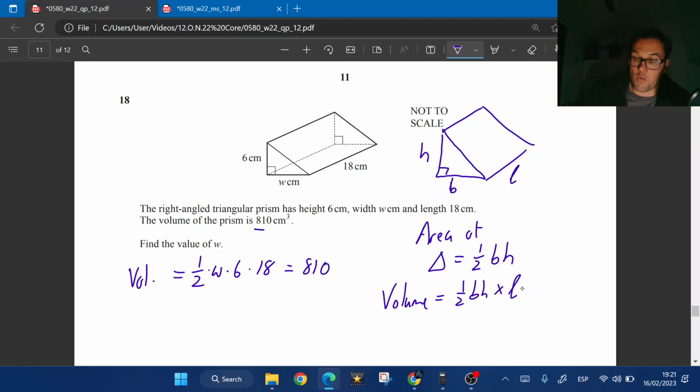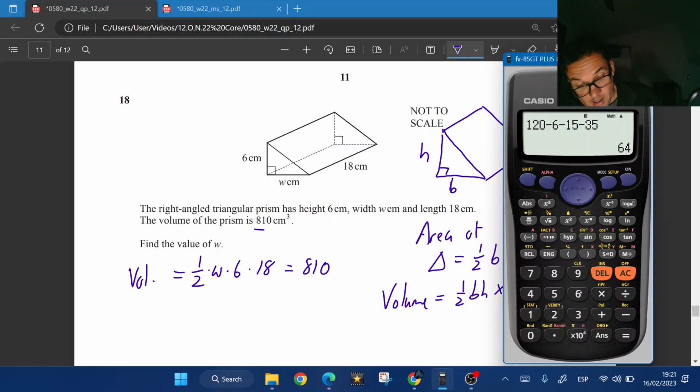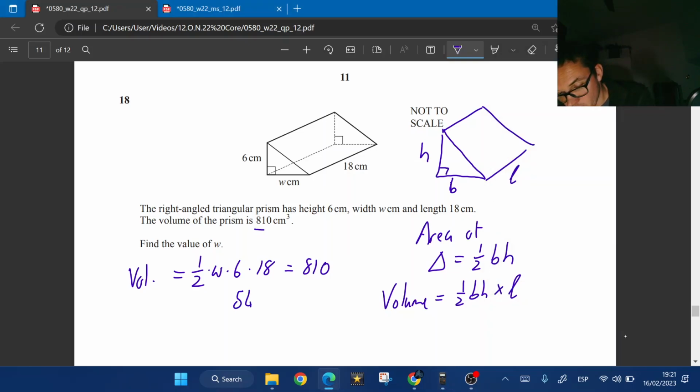So let's work out what we can. We can multiply the numbers together. We can multiply the 6 and the 18 and then times it by a half. Okay, so that'll give us 54 times W.